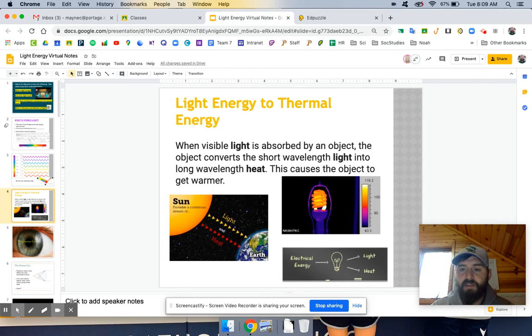Anything that is light is going to also give off a little bit of heat. And same thing with fire. And then we have the sun over here that also provides both light and heat to Earth.